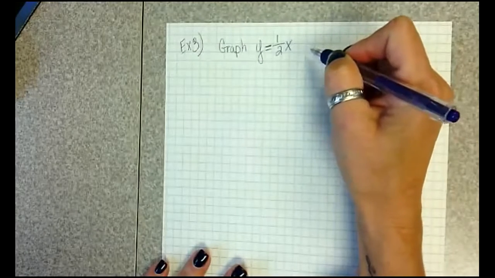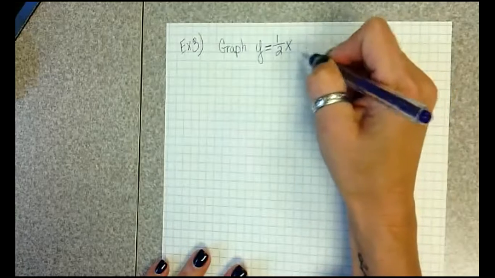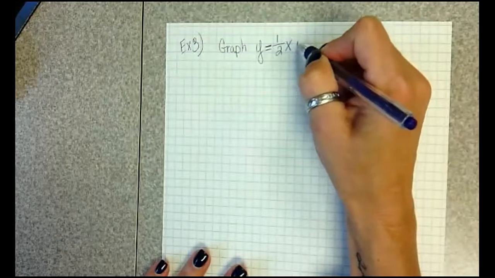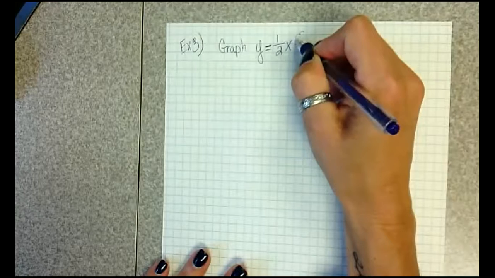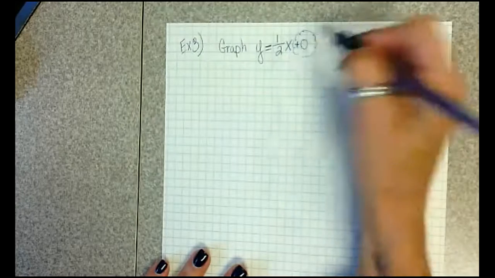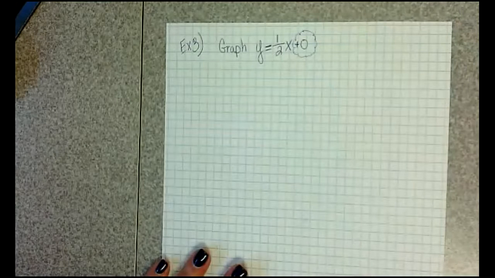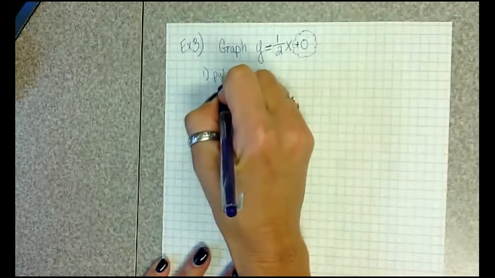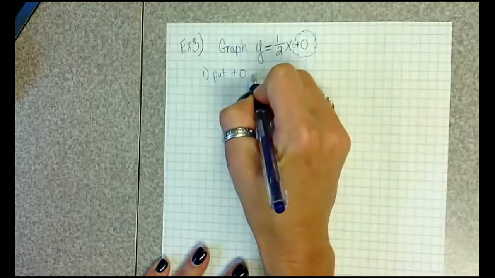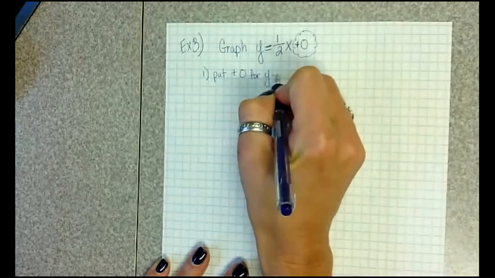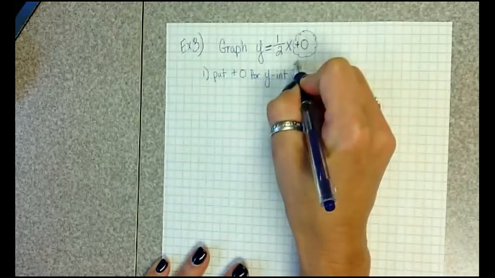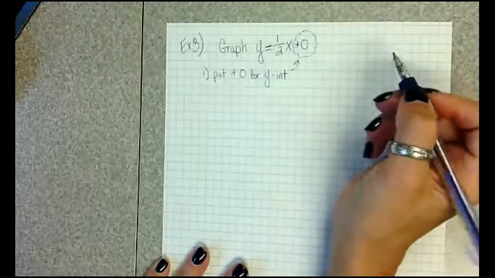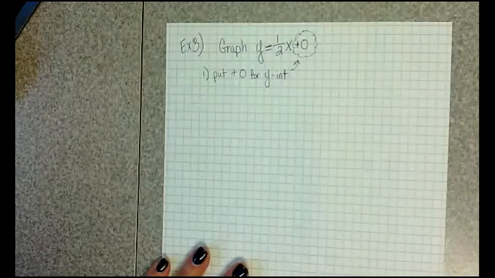And again, you can't change the equation. So I got to put something out here that won't change it, but I could use. So I'm going to kind of put that in a little bubble. It's like adding 0. If you need that number out there to see it, you can always put a +0 on the end. So put +0 for y-intercept. It doesn't have it.